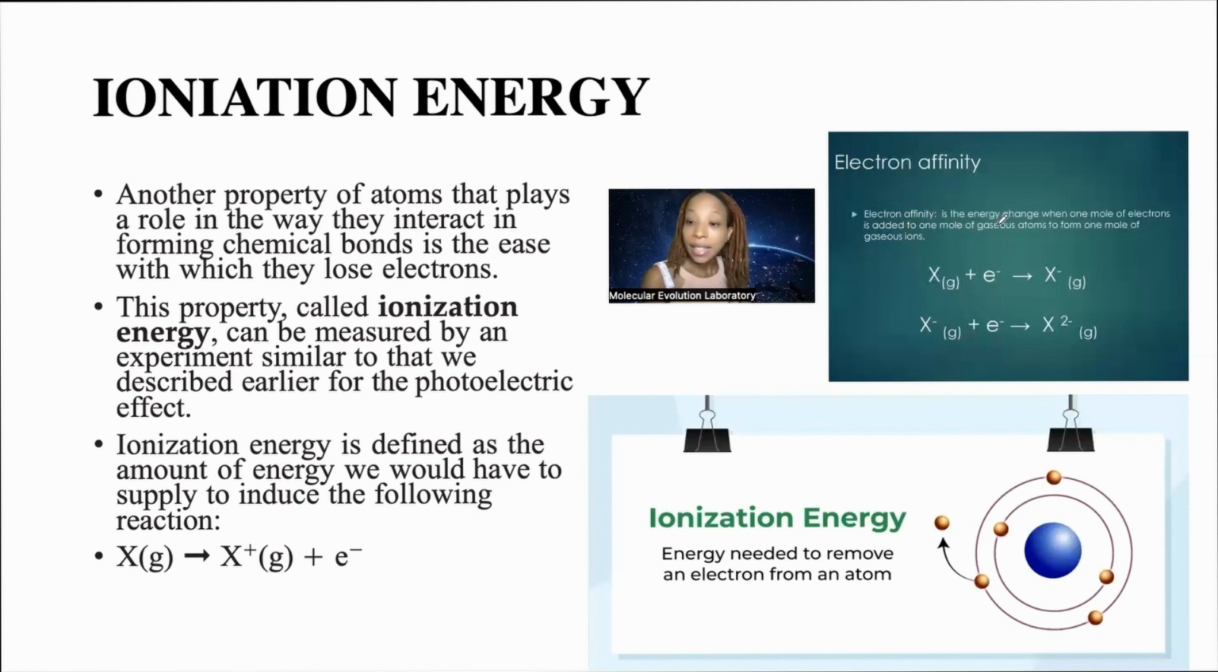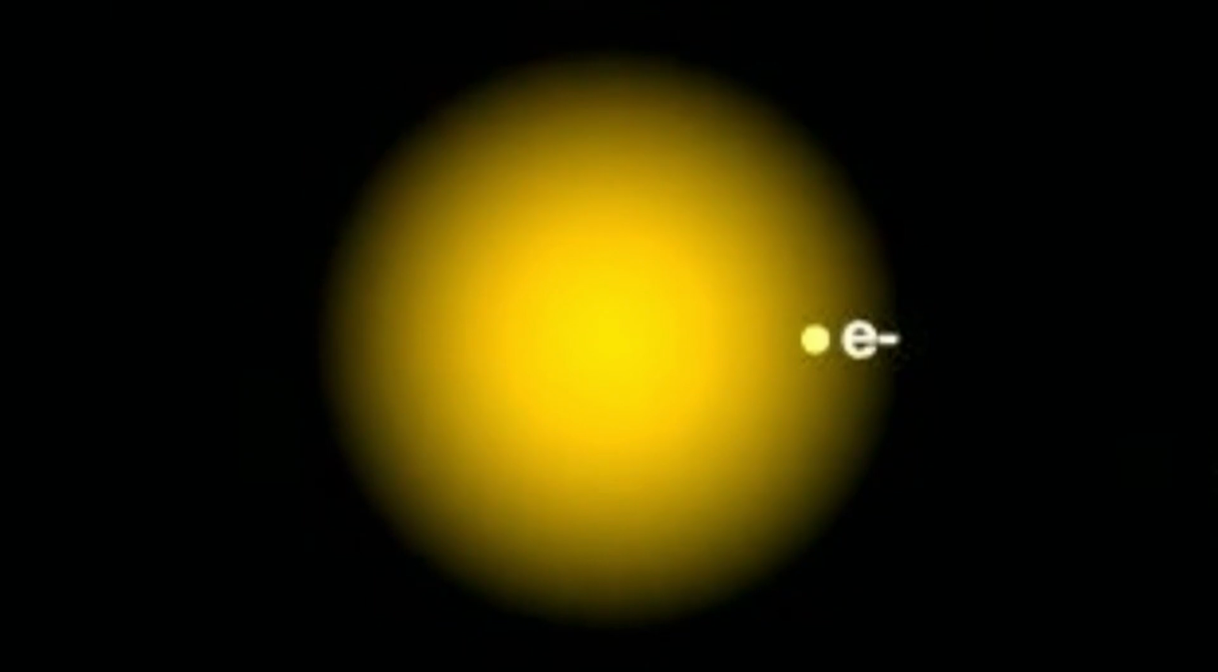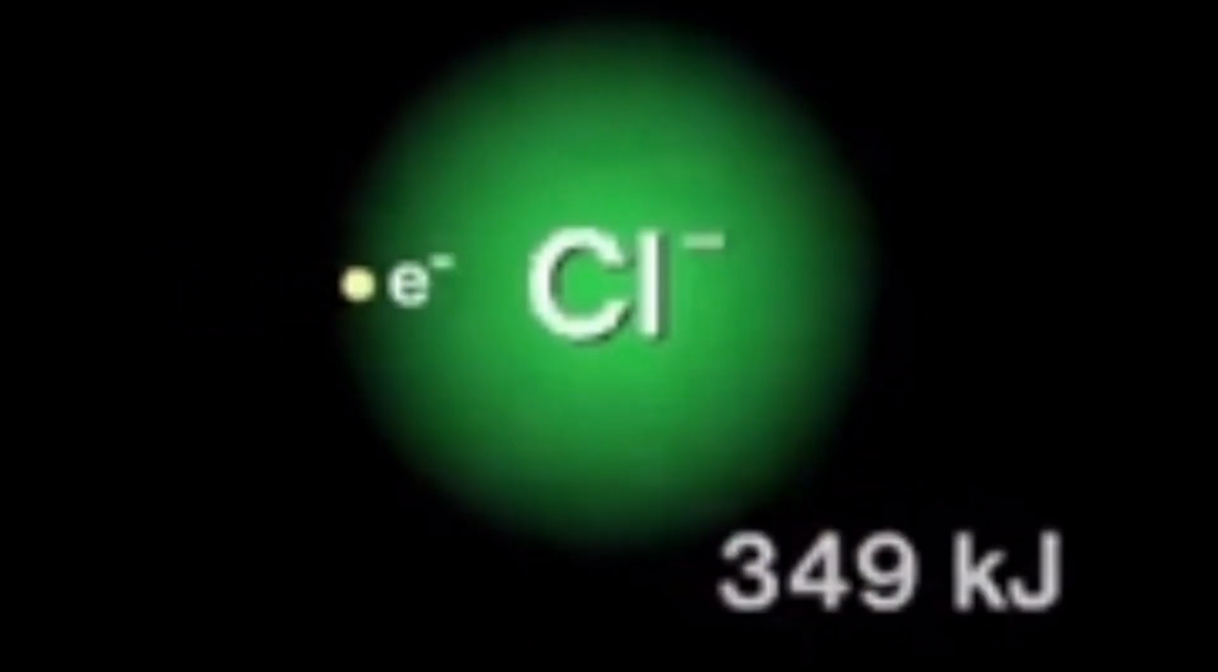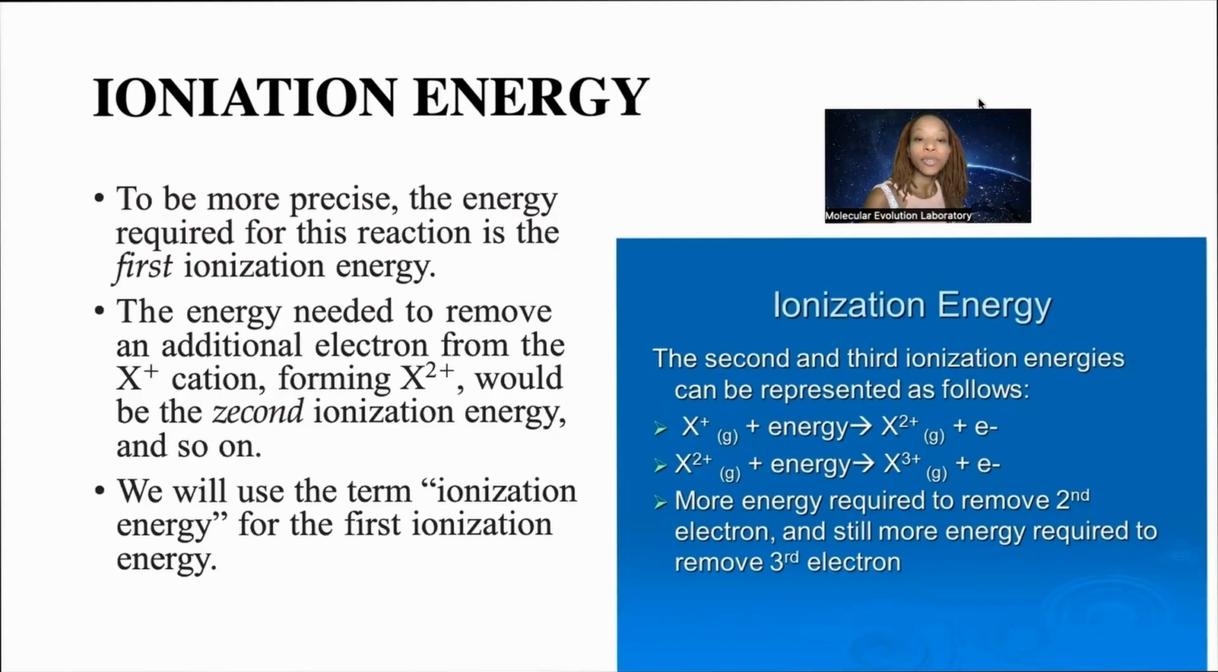Electron affinity is the energy change when 1 mole of electrons is added to 1 mole of gaseous atoms to form 1 mole of gaseous ions. So ionization energy tells you the amount of energy that is required to remove an electron, while electron affinity tells you the amount of energy that is required to add an electron. To be more precise, the energy required for this reaction is the first ionization energy.